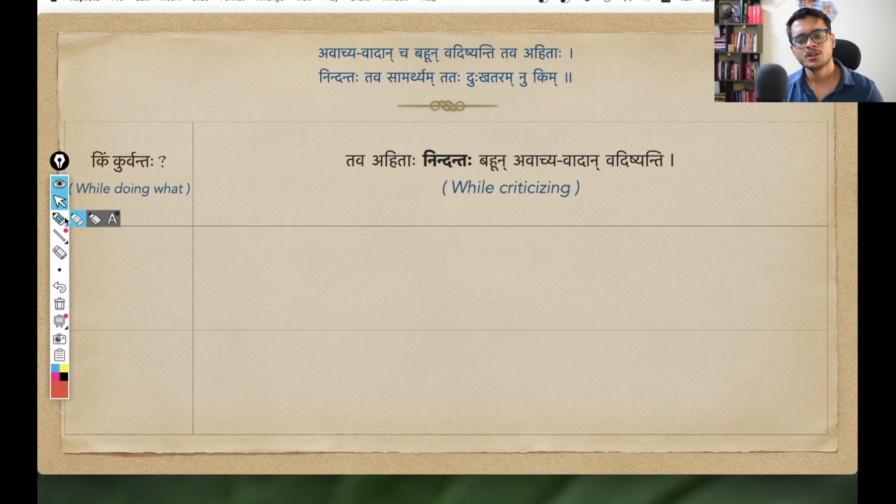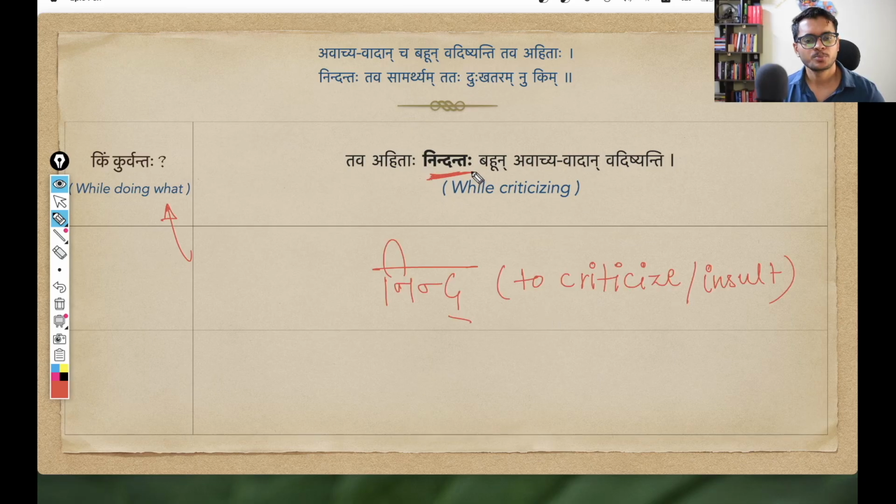Now if we move on, we have this question, Kim Kurvantaha, that your enemies are going to criticize you while doing what? And the response is, Tava ahitaha nindantaha vadishyanti. This nindantaha, let us understand this word. So this pada is a kridanta. If it is a kridanta, we know it is coming from a dhatu. So the dhatu here is nind dhatu. Nind dhatu means to criticize, to insult, to put blame. Now in Hindi also we have this word ninda karna. So that is also coming from this dhatu only, nind dhatu.